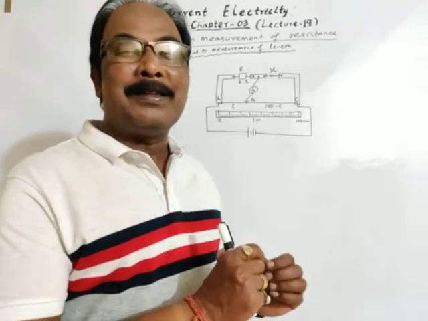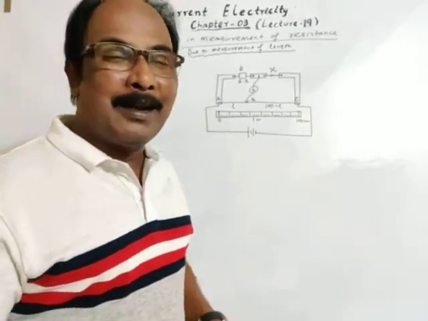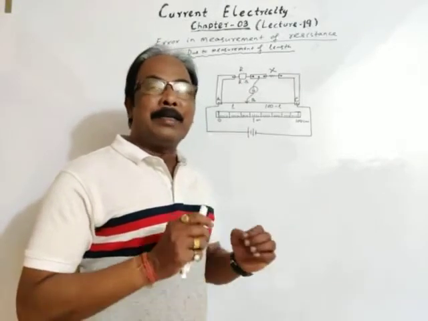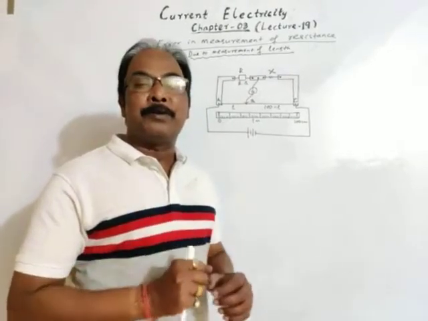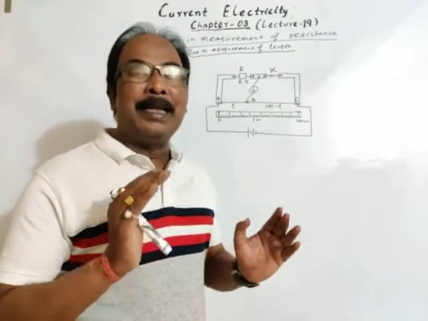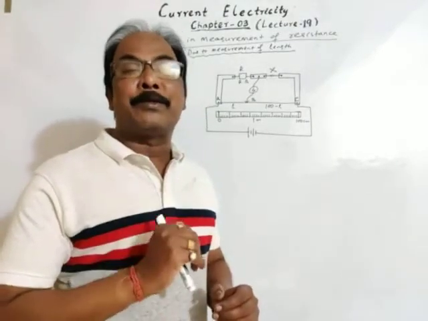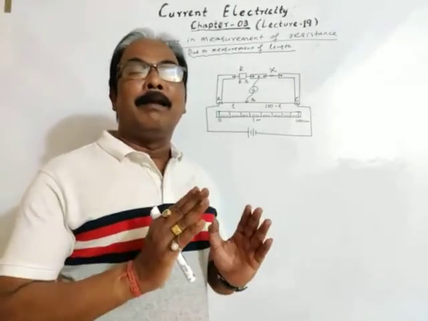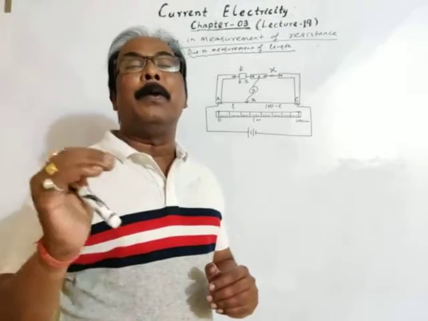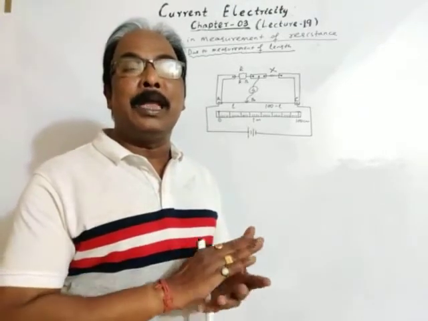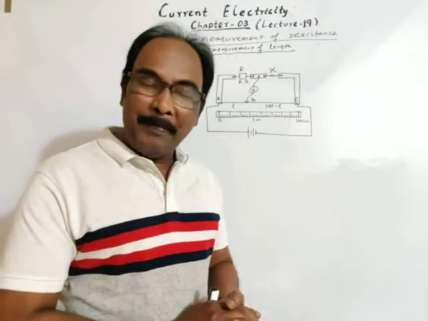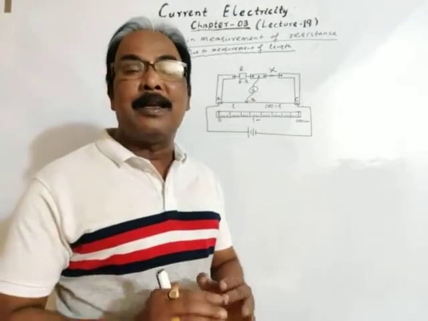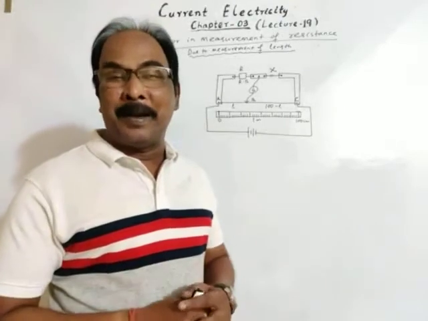In the previous lecture, we discussed the meter bridge. In this lecture, we will discuss the errors, directly speaking, the error in the measurement of unknown resistance by using a meter bridge.